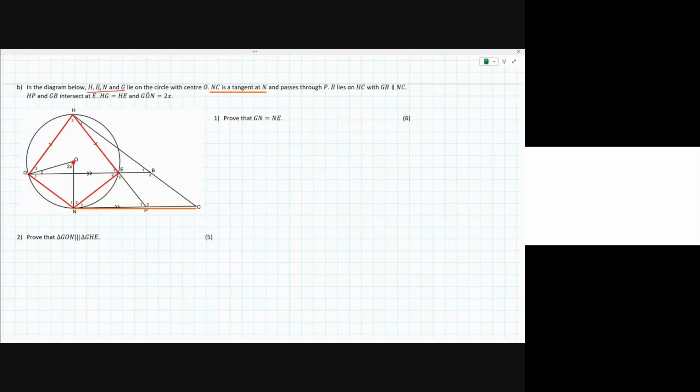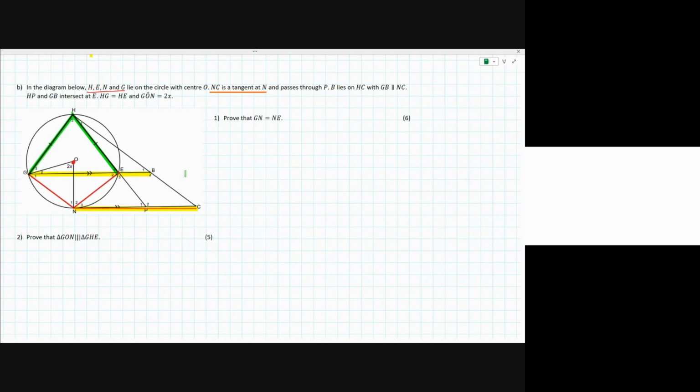NC, so my tangent line, is actually parallel to the line GEB. All right, so tangent is parallel to a line there. And I was also told that HE is equal to HG. So HG equals HE. So I actually have an isosceles triangle. Right. So again, a lot of stuff going on, but that's okay. We'll be fine.